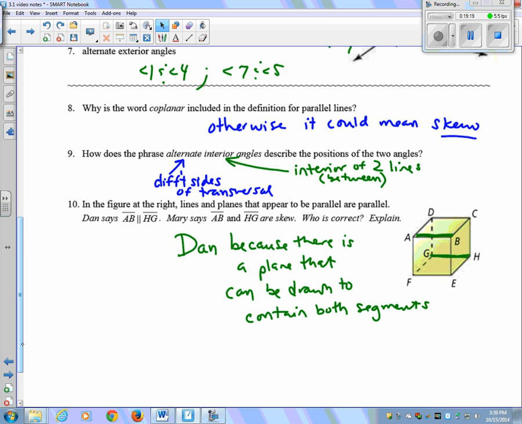One thing I wanted to just point out was this explanation of who's correct, Dan or Mary. Dan is correct because we could draw this plane that kind of goes diagonally through this cube or box. Okay, so there's a plane that can go diagonally through. So therefore they are coplanar. I'm sorry. So they are parallel because there's a plane that can contain both of them.